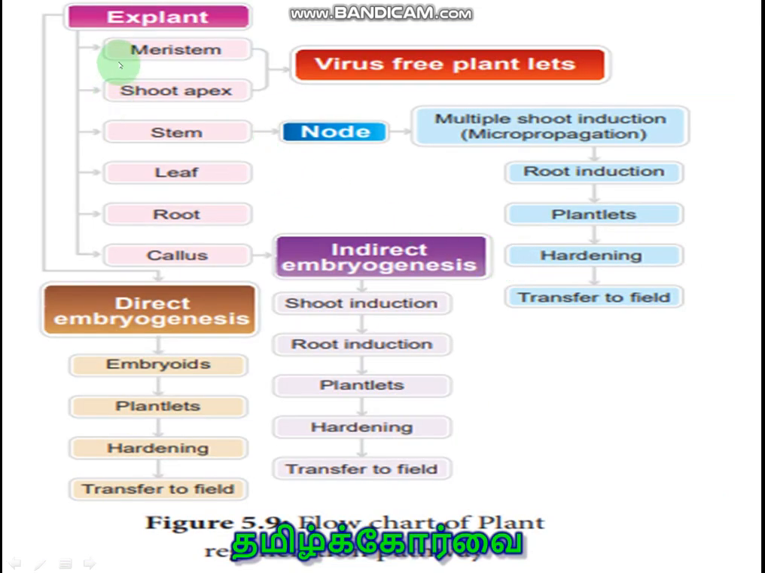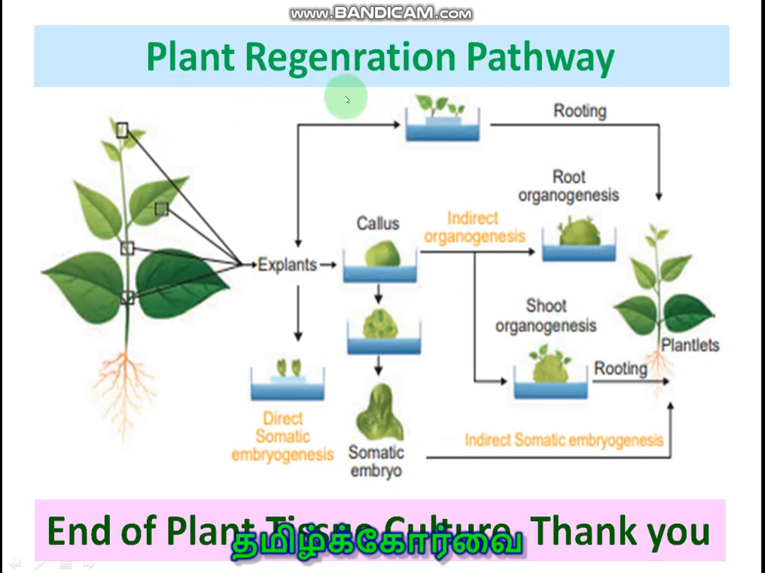In the previous slide also we have seen the flow chart of the plant regeneration pathway, the various pathways by which we are able to produce plantlets, which are then transferred to the field. And this is also given here with a picture. Various parts are used as explant. From the explant, callus, indirect organogenesis, root, shoot, and then plantlet is produced. Or somatic embryos can be produced from the callus, or directly from the explant. So this is about plant tissue culture, and this is the end of the plant tissue culture series.